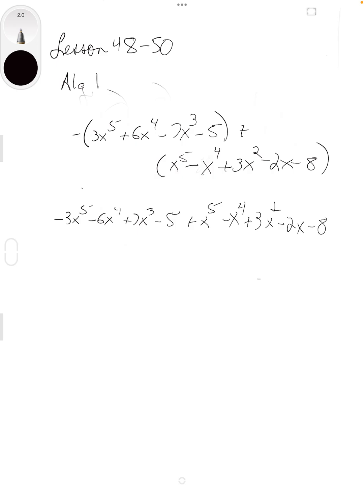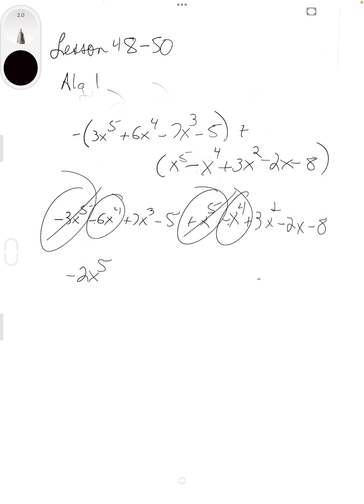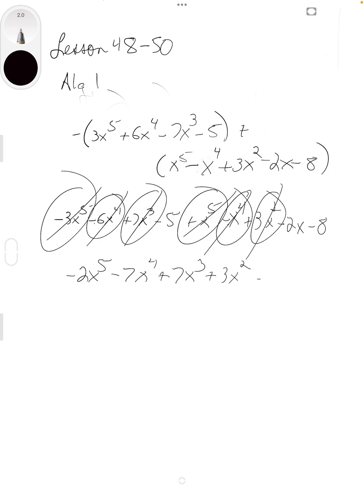So now we just look. There's an x to the fifth, there's an x to the fifth. So it's negative 2x to the fifth because negative 3 plus 1 is there. This is how I typically do it. Then I go x to the fourth. Do I have any of those? Sure. A negative 6 and a negative 1 is a negative 7x to the fourth. That's those. Any x to the thirds? Yep, there's a 7x to the third. Any x squareds? Yep, there's a 3x squared. Any x's? Yep, minus 2x. Any numbers? Sure, minus 13.